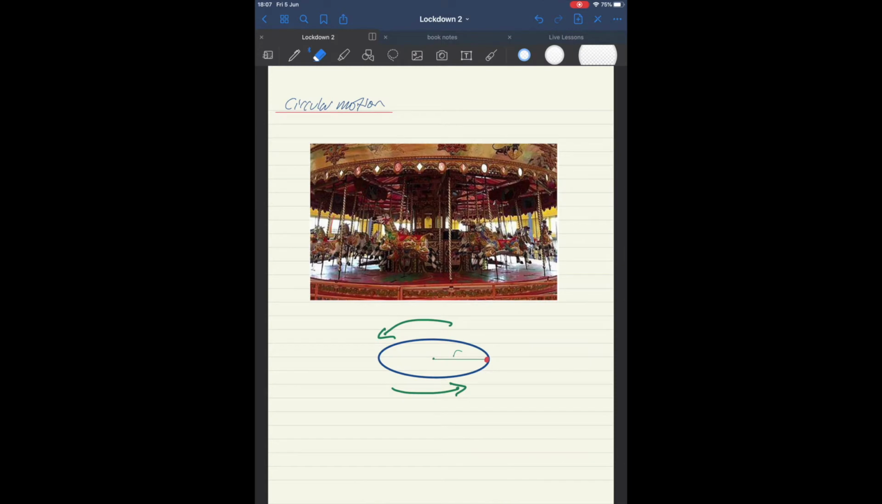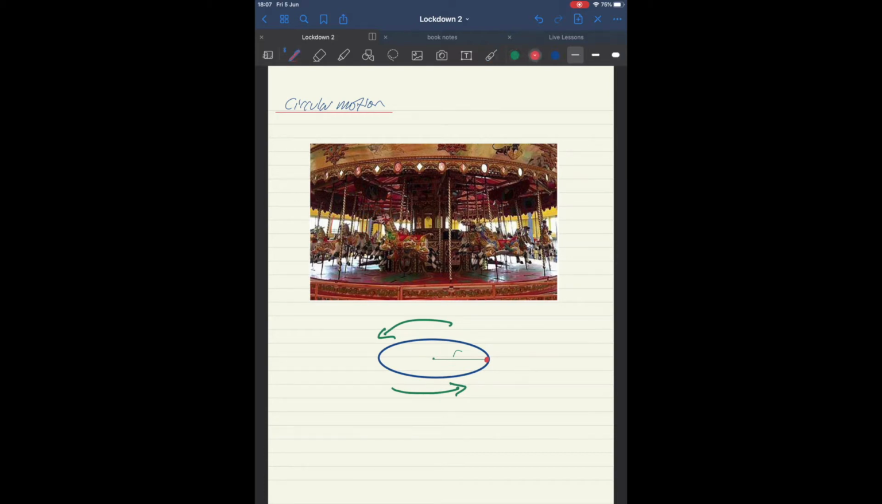Today we're going to look at circular motion, and there'll be a bit of exercise for you to do on that. To do that, we have to understand it, so here I've got a carousel. I've got 3 questions for you to start with. Where should you sit on the carousel to get the craziest ride? Is it here, or is it here?